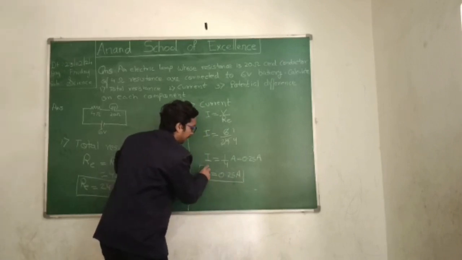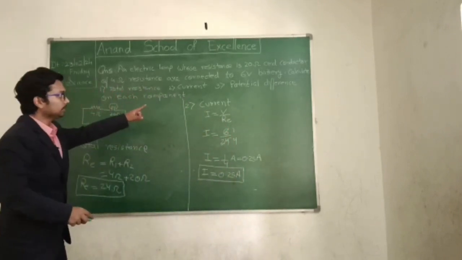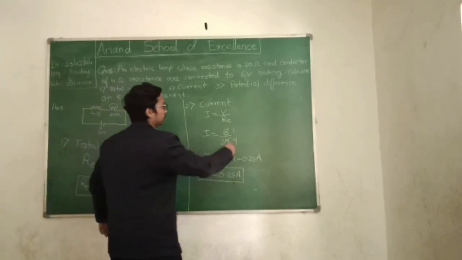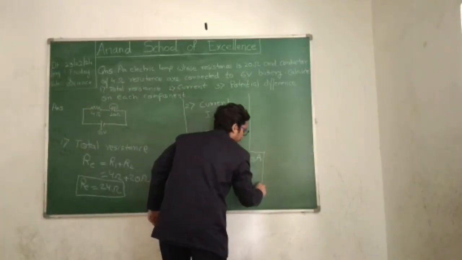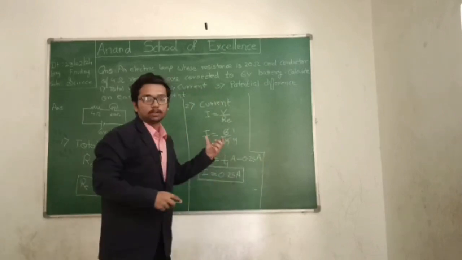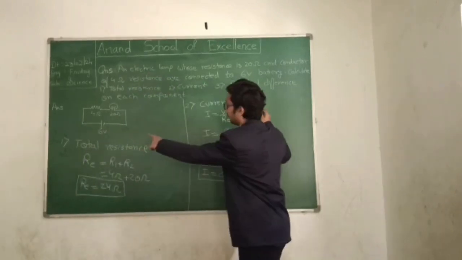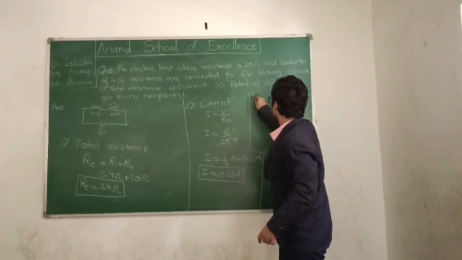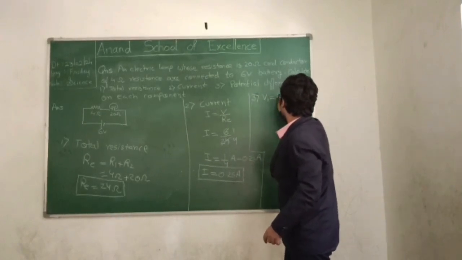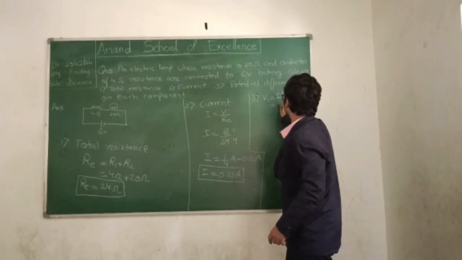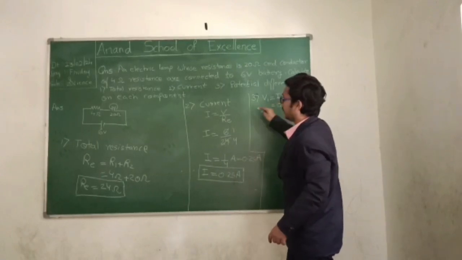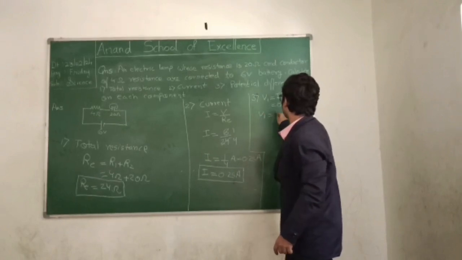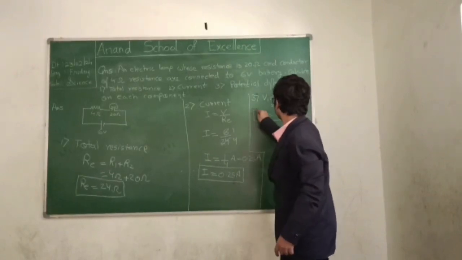Now we have to find the third question, the potential difference on each component. By using Ohm's law again, we can find the value of the first resistance, that is V1 is equal to IR1. I is equal to 0.25 and R is equal to 4. So we get V1 is equal to 1 volt.